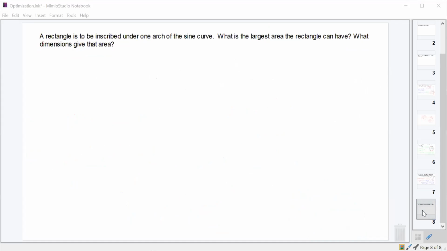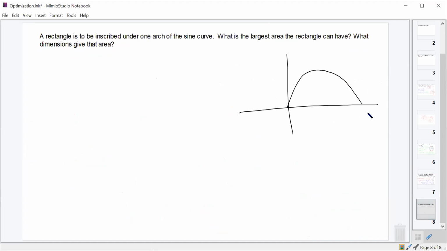All right. We are going to have a rectangle that we're going to inscribe under one arch of the sine curve. So there's my sine curve. It's not perfect, but it's okay. And we're going to inscribe a rectangle under. So when we say something's under a curve, it means that it's going to be flush with the x-axis.